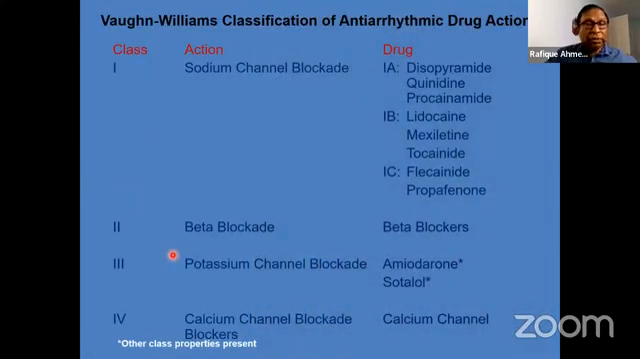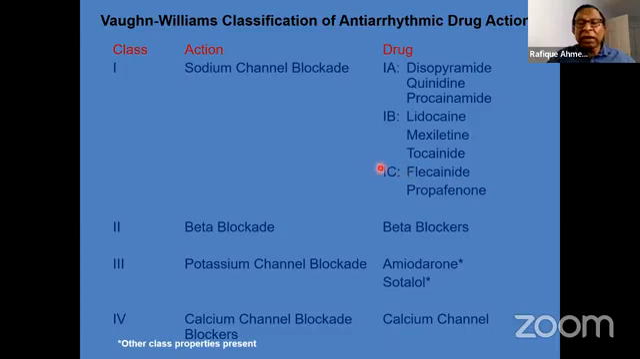I'm going to just talk about these drugs, how they work. We have 4 categories of drugs. Class 1A, sodium channel blockers: disopyramide, quinidine, and procainamide. Not much used. We have class 1B drugs. These are sodium channel blockers, lidocaine and mexiletine. Mexiletine actually is a very good drug to use because it doesn't have any effect on myocardial contractility.